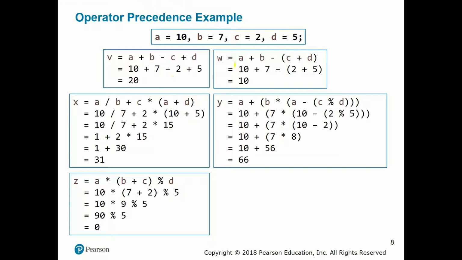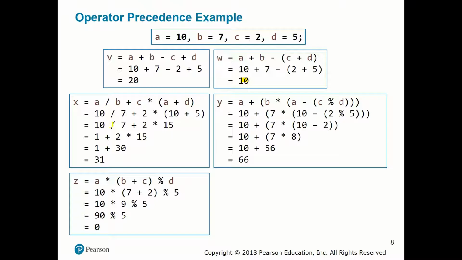And next, we will find the value of W. In this case, there is a parenthesis, so we should evaluate the parenthesis first. So 10 plus 7 minus, this becomes 7. So 10 plus 7 minus 7 becomes 10. 10 is the answer.